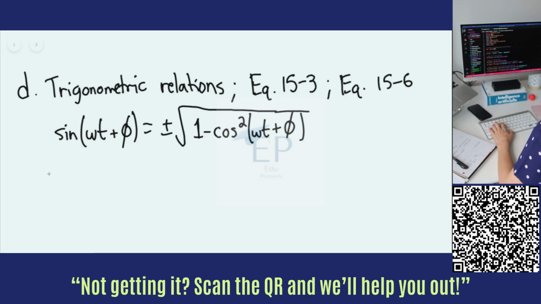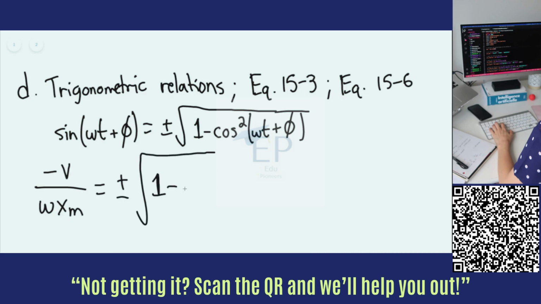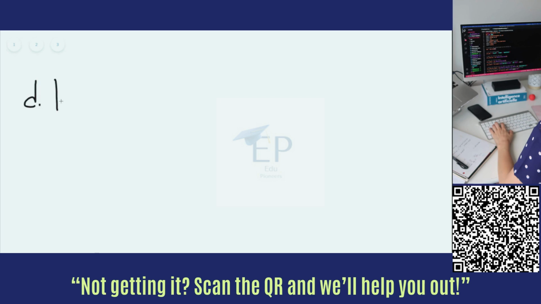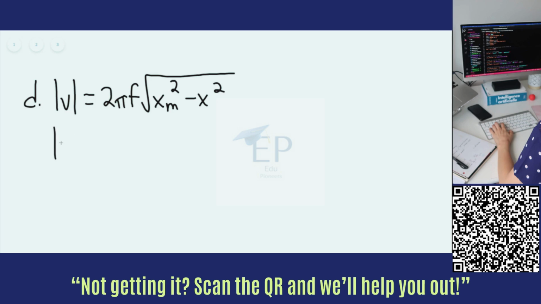And this is essentially going to give us negative v over omega times x sub m. This would be equal to plus or minus the square root of 1 minus x squared, the x position, divided by the amplitude or the maximum displacement squared. Taking the absolute values and then simplifying, we find that here for part D, the absolute value of v would be equal to 2 pi times the frequency f times the square root of x sub m squared minus x squared, and we can solve.